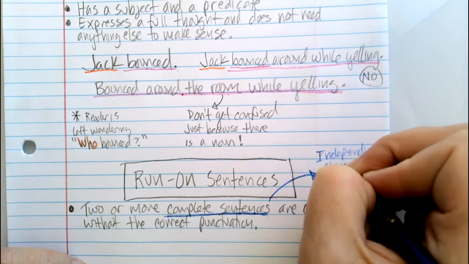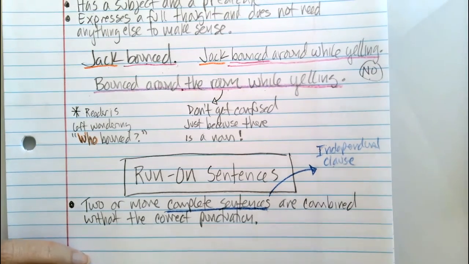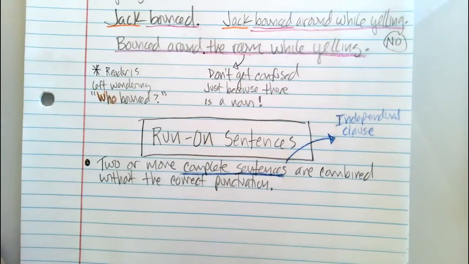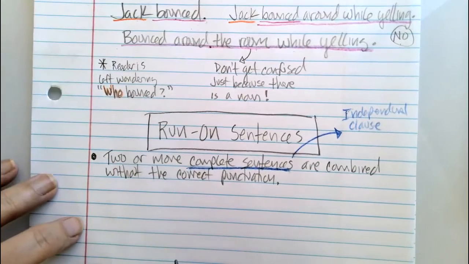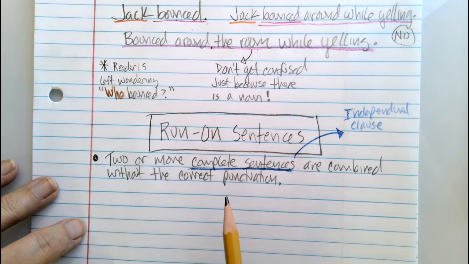And don't worry if you have no idea what I'm talking about when I say the term independent clause, because you will soon. I will be teaching it to you. But we're going to just pick it out of there so we've got it at any rate. So here, this is our definition of a run-on sentence: when you have two or more complete sentences and they're combined without the correct punctuation.